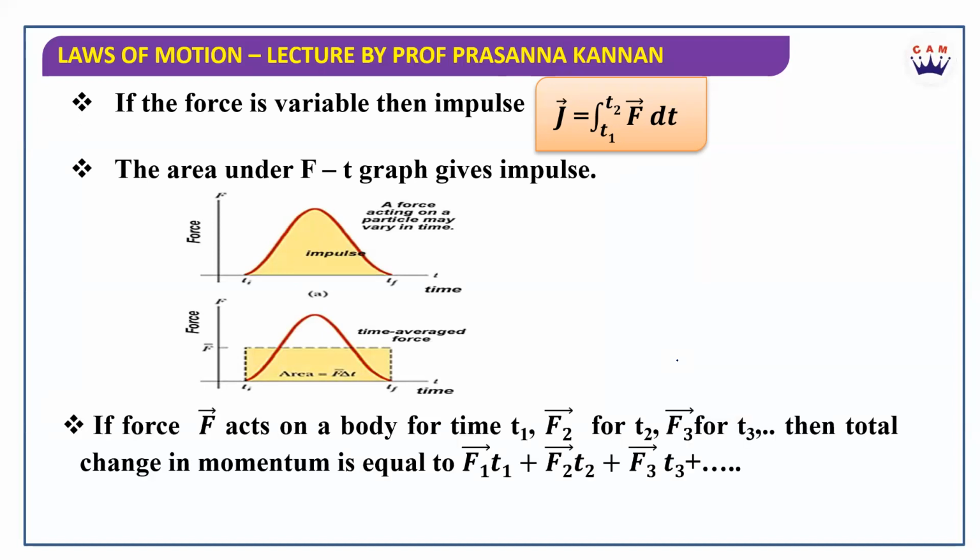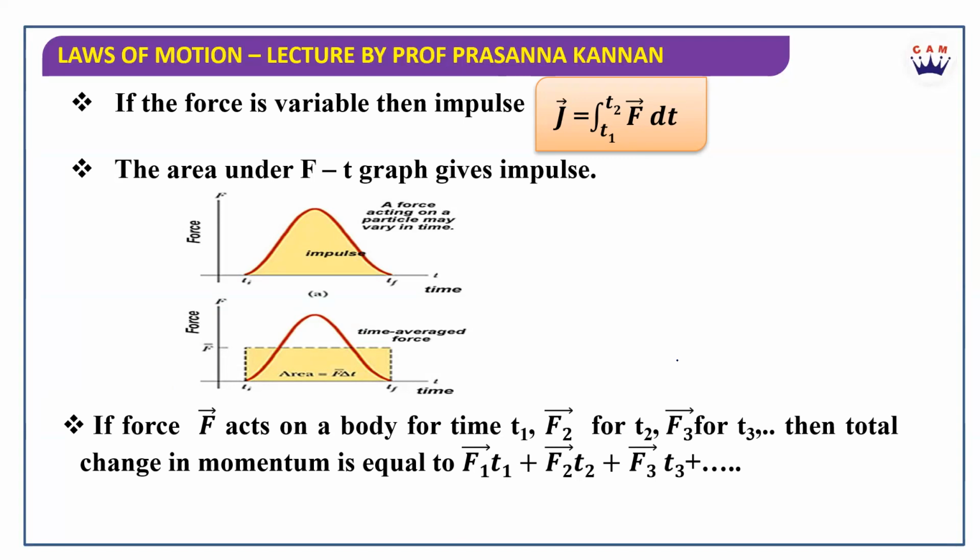Okay, now final point on impulse at this point. If a force acts on a body for time t1 and another force acts for t2, another force acts for t3, then what is the total change in momentum or total impulse? It will be the sum of all the impulses. First impulse is F1 into t1, second one F2 into t2, third one F3 into t3. You will add all of them.